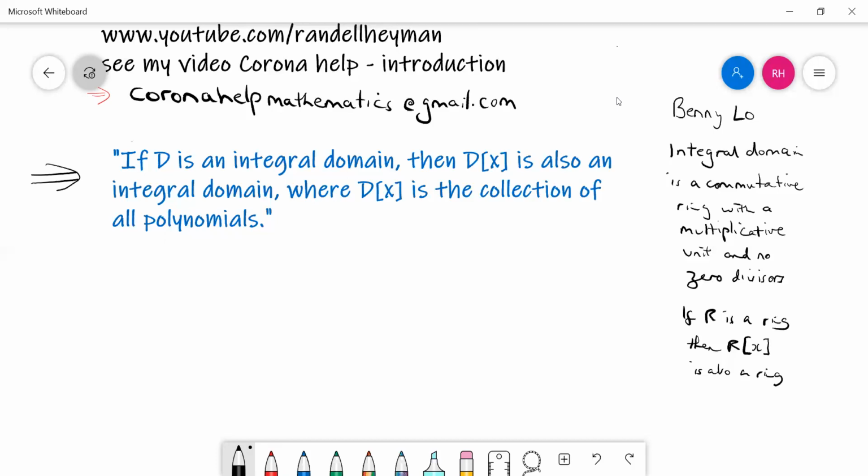Okay, so let's just revise a couple of things from previous videos. An integral domain is a commutative ring with a multiplicative unit and no zero divisors. So there are three major differences between an integral domain and a ring. We also saw in a previous video that if R is a ring, then the ring of polynomials, which we represent with R[x], is also a ring. Okay, so what we need to show is this: if D is an integral domain, then D[x] is also an integral domain.